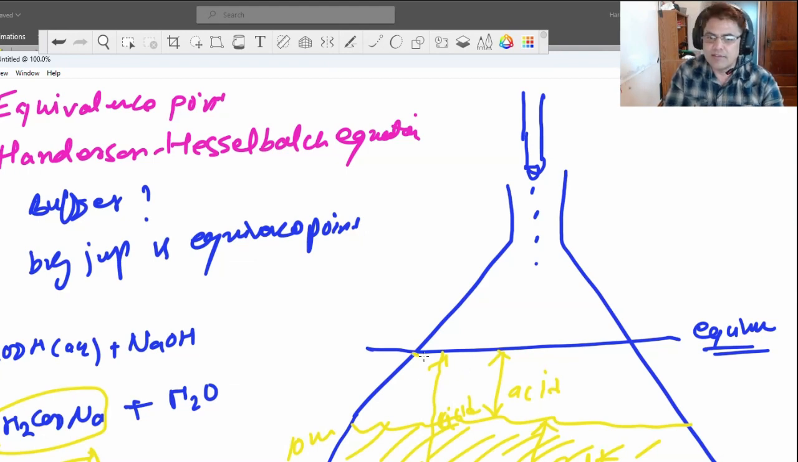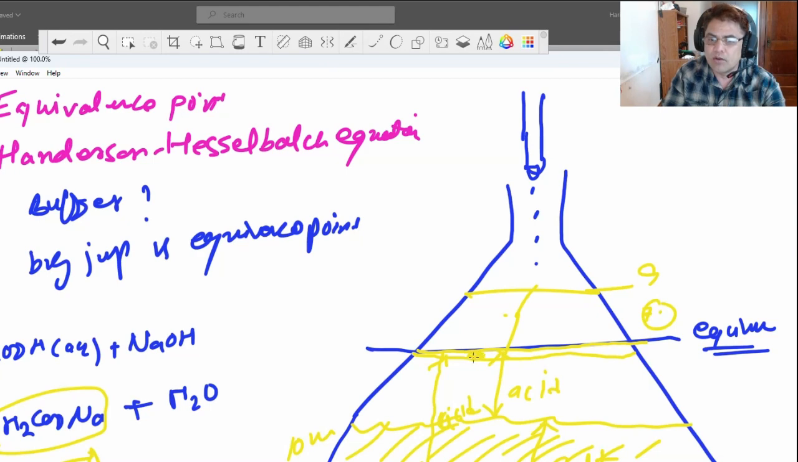So near the end, it will not behave like the buffer, right? It will jump. Why this jump? Up to this point, your pH could be, for example, 7. But you have added enough NaOH that it will cross here, and it will show you a big jump. This is the 9 then.